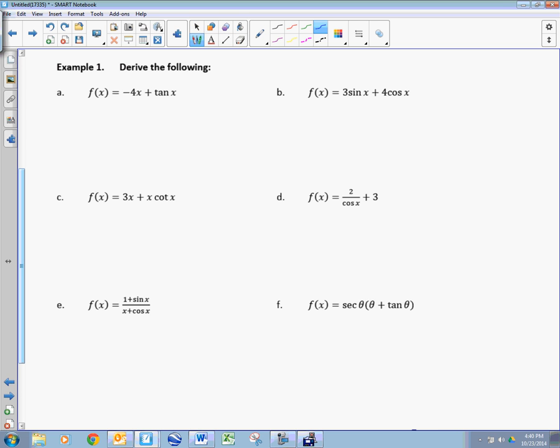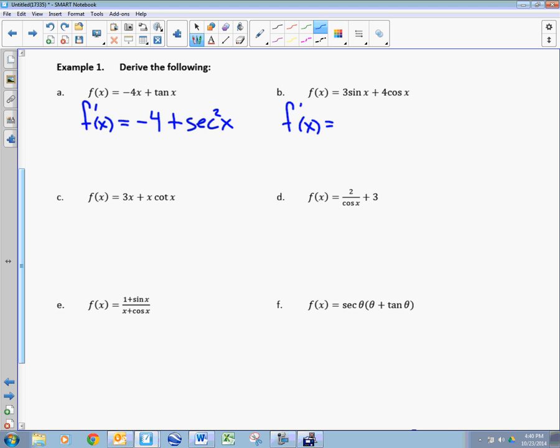Take the derivative of the following. What is the derivative of -4x? -4. What's the derivative of tangent? Secant squared of x. That is the derivative. That's simple.